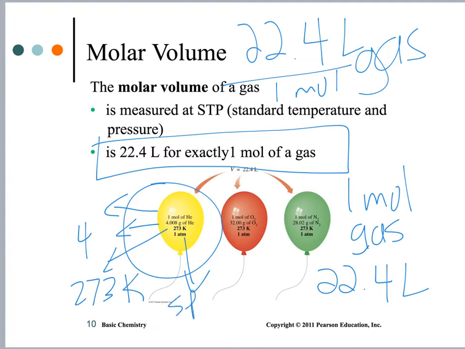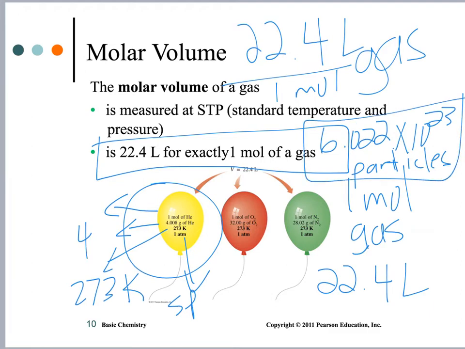Notice that all the balloons are the same size. The masses are different, so every one of these masses is different. But how many particles are they going to have? 6.022 times 10 to the 23rd particles in each balloon. It's going to have that many particles in each balloon.